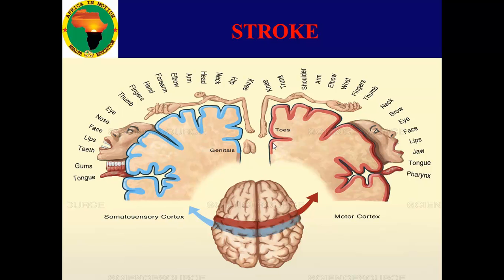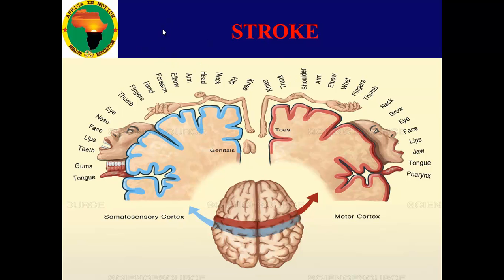You need to remember that on the brain there is a map. There is a map of the whole body. Each part of the body is represented on the brain. That's what we call homunculus. If there is a part which controls the sensation, there is a part that controls the movements.